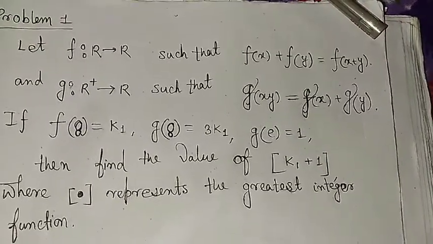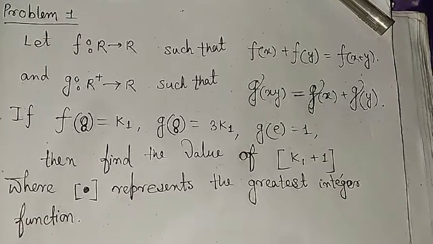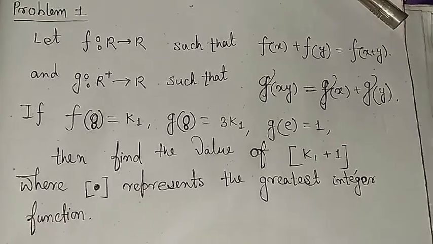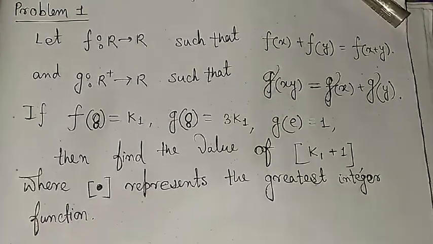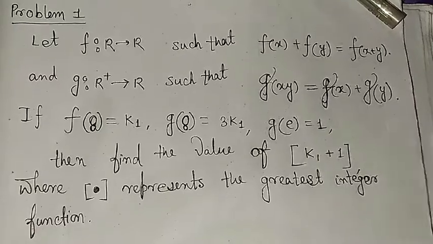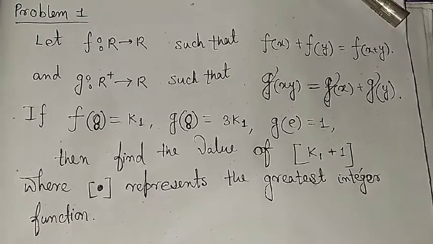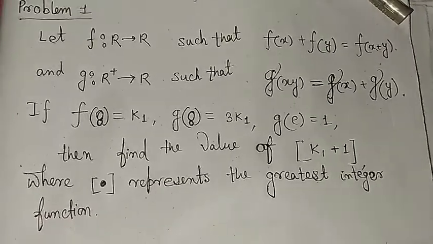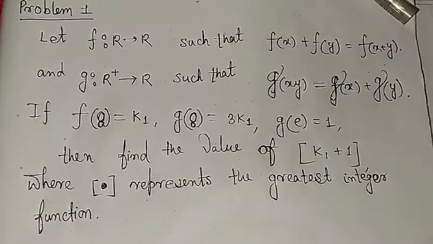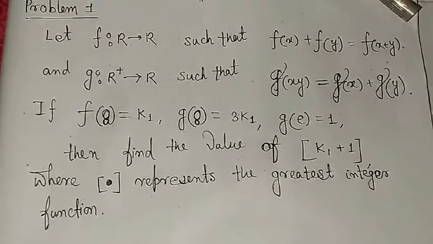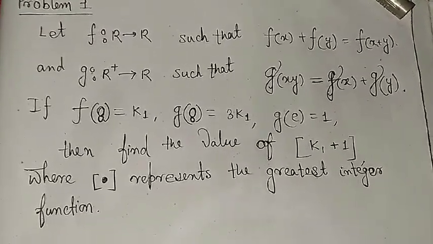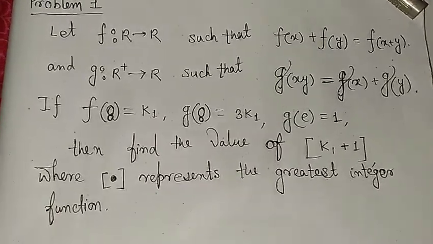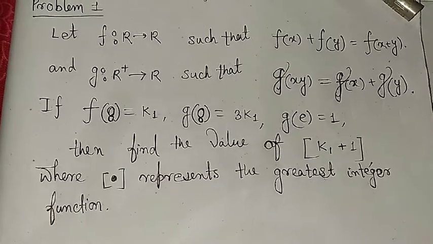We are going to solve a problem containing a functional equation. Let's read the problem. Let f be a function defined from R to R such that f(x) + f(y) = f(x + y), and g is a function defined from R+ to R such that g(xy) = g(x) + g(y). If f(8) = k1, g(8) = 3k1 and g(e) = 1, then find the value of the greatest integer of k1 + 1.